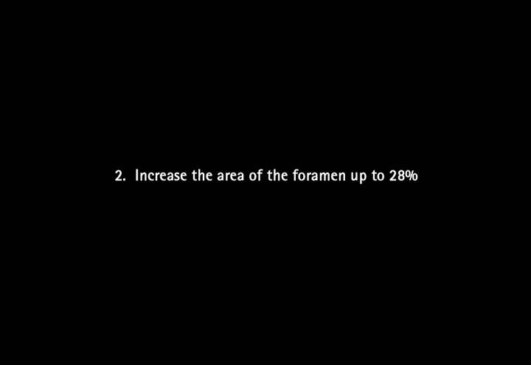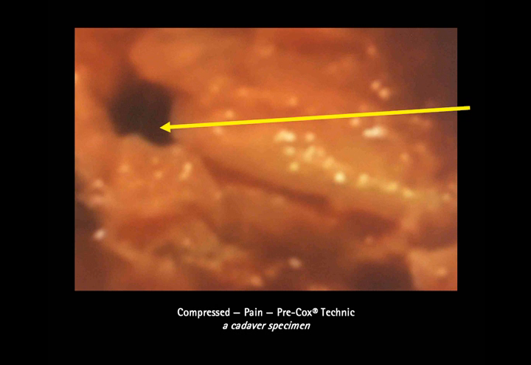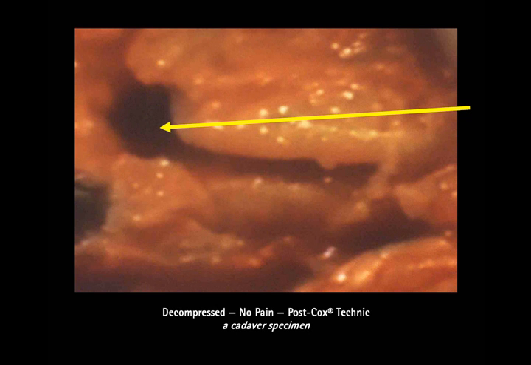The second goal is to increase the area of the foramen up to 28%. In a compressed spinal canal, the foramen is narrowed. Flexion distraction is able to decompress the spinal canal, opening the foramen.